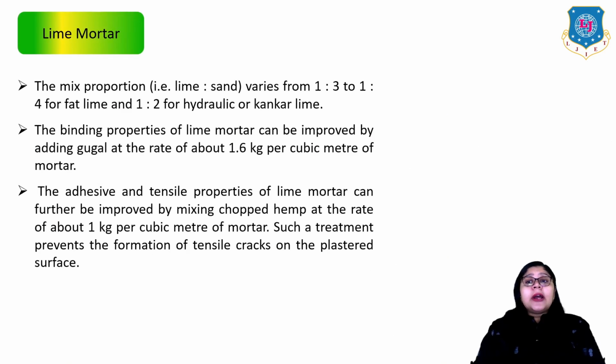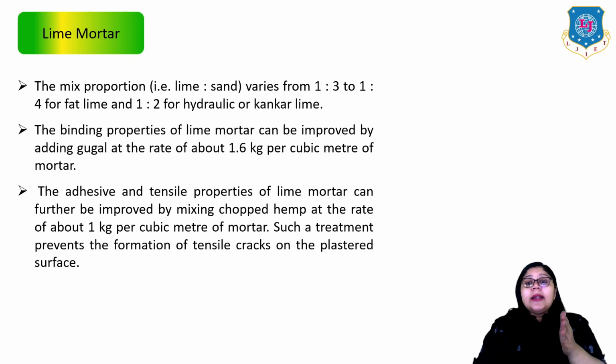Now for lime mortar, this is the mixed proportion of lime and sand, which varies from 1:3 to 1:4 for fat lime and 1:2 for hydraulic or clinker lime. The binding property of lime mortar can be improved by adding jaggery at the rate of about 1.6 kg per cubic meter of mortar.